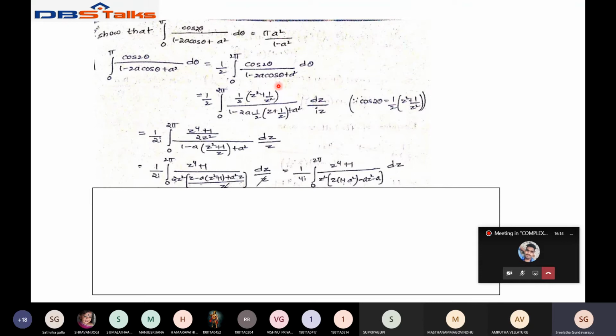So taking the LCM, (1/2i) ∫ of (z⁴ + 1)/(2z²), with the denominator being (z − a)(z² + 1 + a²z)/z, into dz/z. So after cancellation of z, that equals (1/4i) ∫ of (z⁴ + 1)/z² into z / (z(1 + a²) − az² − a) dz.